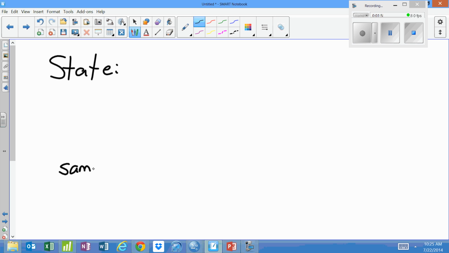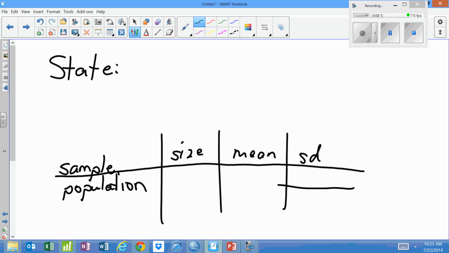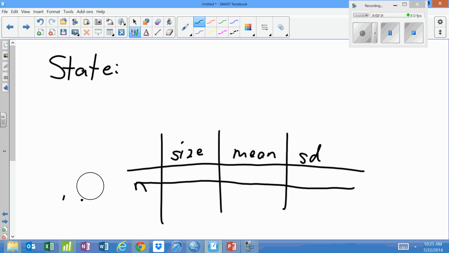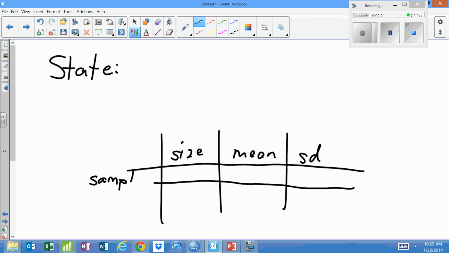So I'm just going to real quickly draw this out. If you look on page 193 of your textbook, you will find it as well, just so you have that information. So we're going to look at the size, the mean, and the standard deviation of both these groups. So he took a smaller sample group. Well, obviously I don't know how to draw a table here. So sample and population, there we go, that looks a little better.